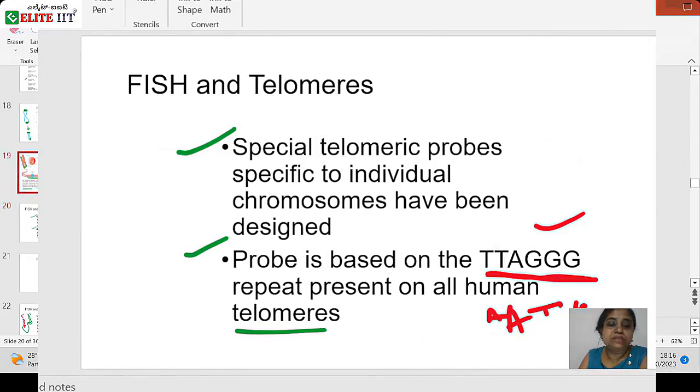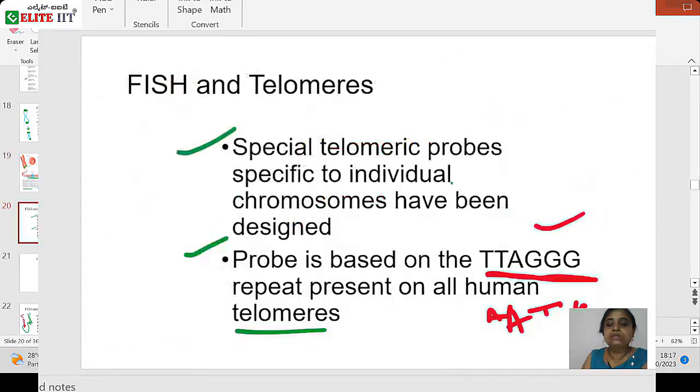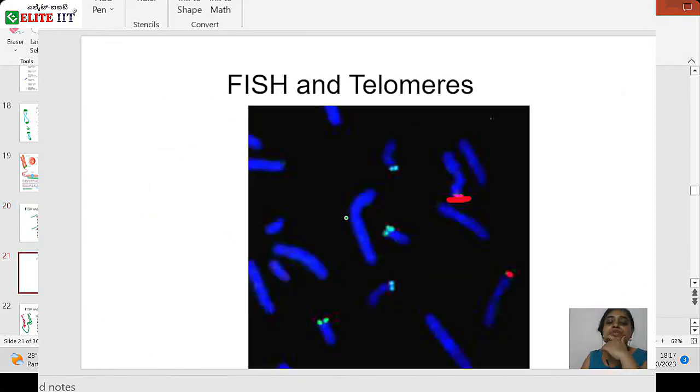The complementary sequence of TTAGGG. In this case, GGG, TT is given, but in human beings, the TTAGGG sequence is there. So if the telomere has the TTAGGG sequence, you have to design the probe, and the probe sequence will be the complementary sequence: AA, then T, then C, and C. So in this way, you can design the probe. Already you know the telomere sequence of human.